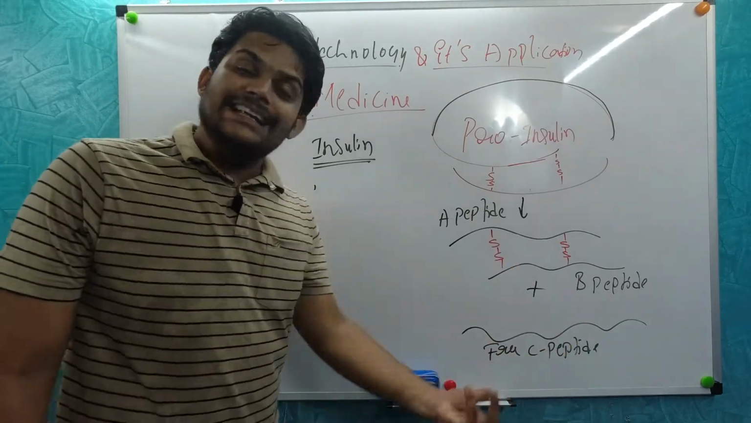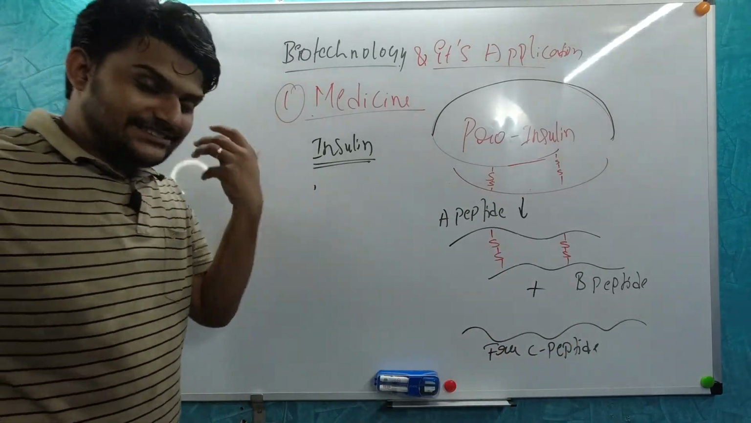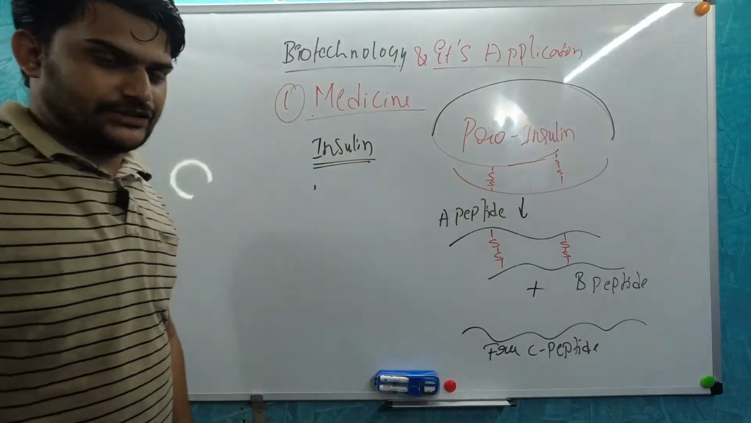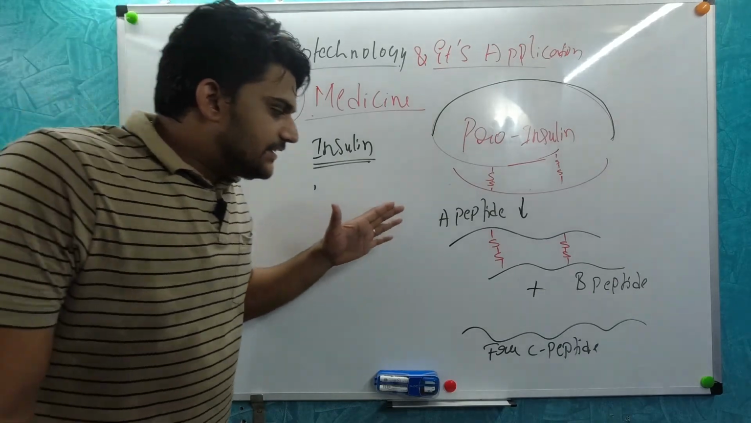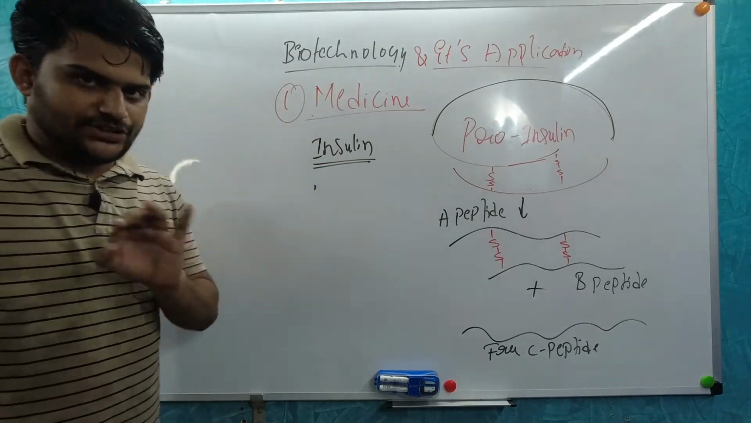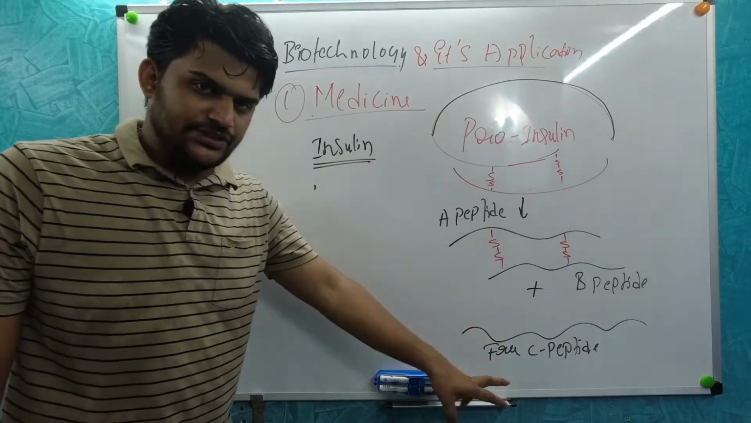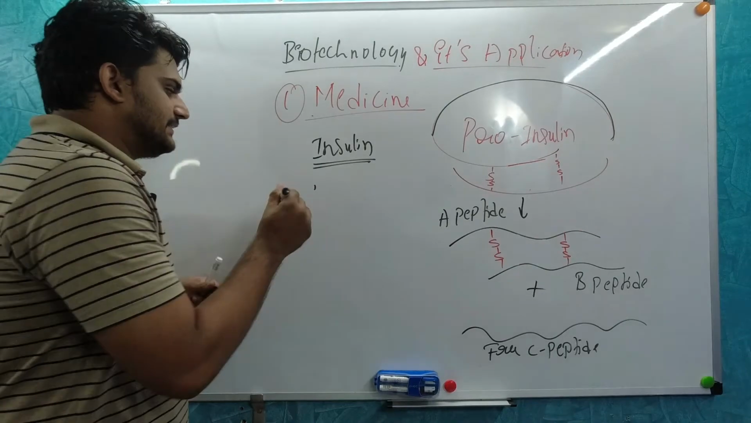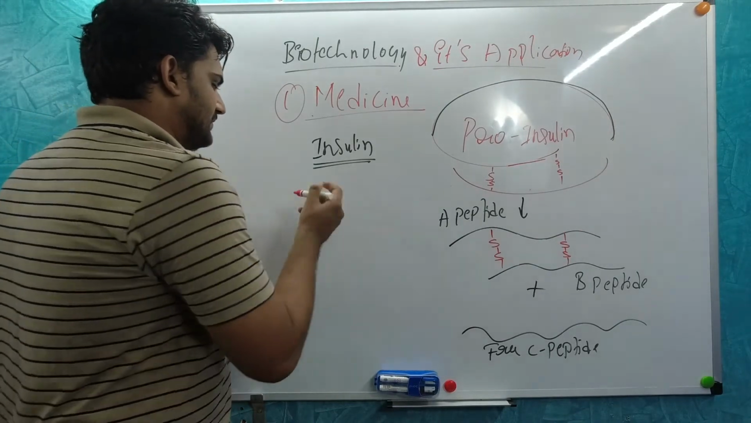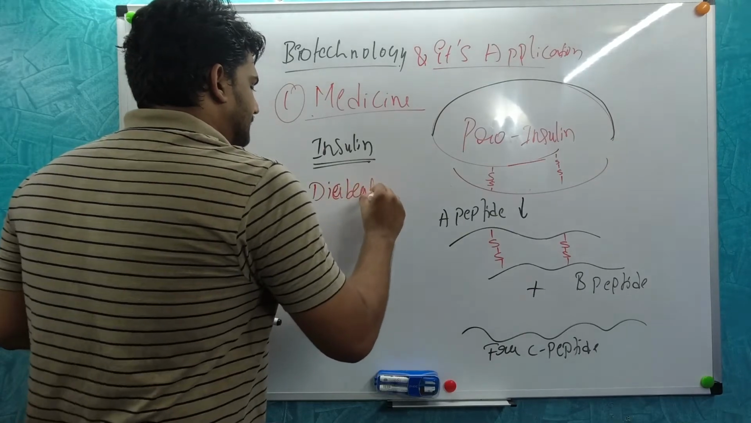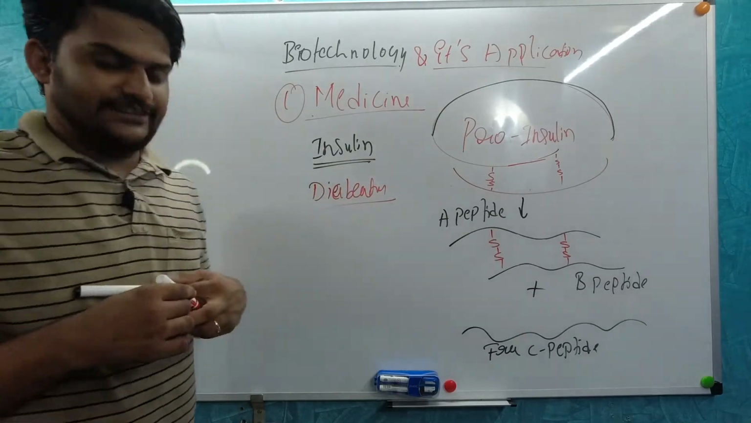Just think of it like an enzyme. So this part will be released. The lack of insulin causes diabetes mellitus. You know that, right? So this is how insulin is formed, and insulin deficiency causes what? Diabetes will be caused.